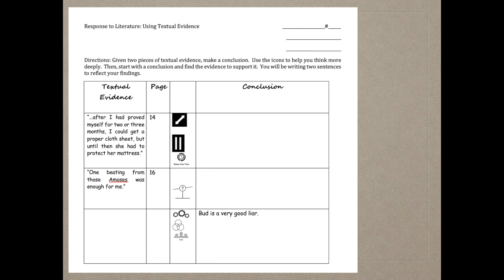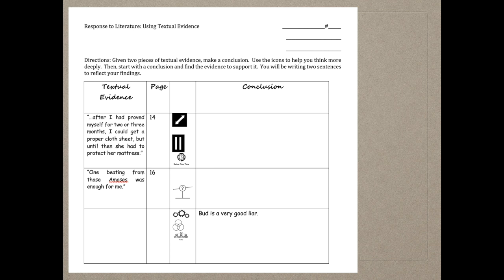So I've given you 2 pieces of textual evidence. If you look under the column of textual evidence, you'll see 2 pieces pulled right from the book. And if you need to know the context of it, you look right on those pages, page 14 and page 16, and it will tell you. So what you're going to do is read this textual evidence and come to a conclusion about it. You're going to make an opinion about it. I can't tell you what the context is here because you're going to have to read the book to find out. But if we look down at the bottom here, it says Bud is a very good liar, which is an example of a kind of conclusion or opinion that I could form. But what textual evidence did I get from that?